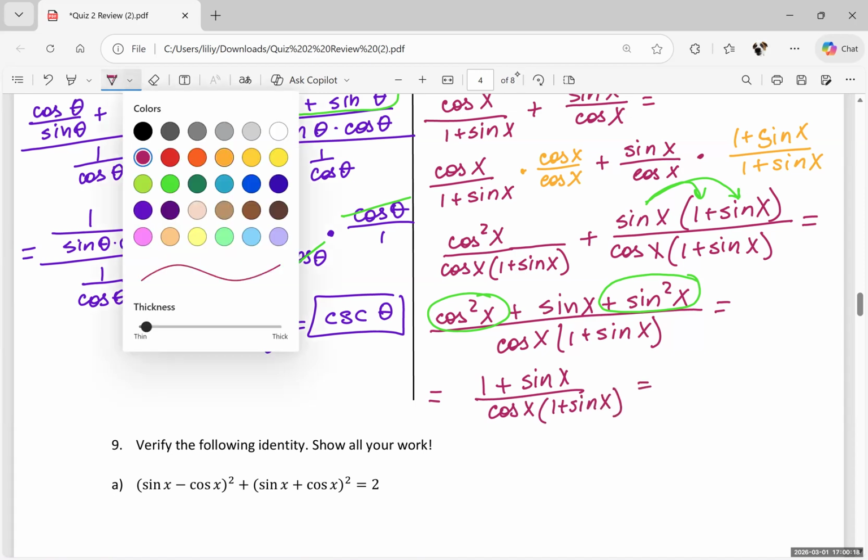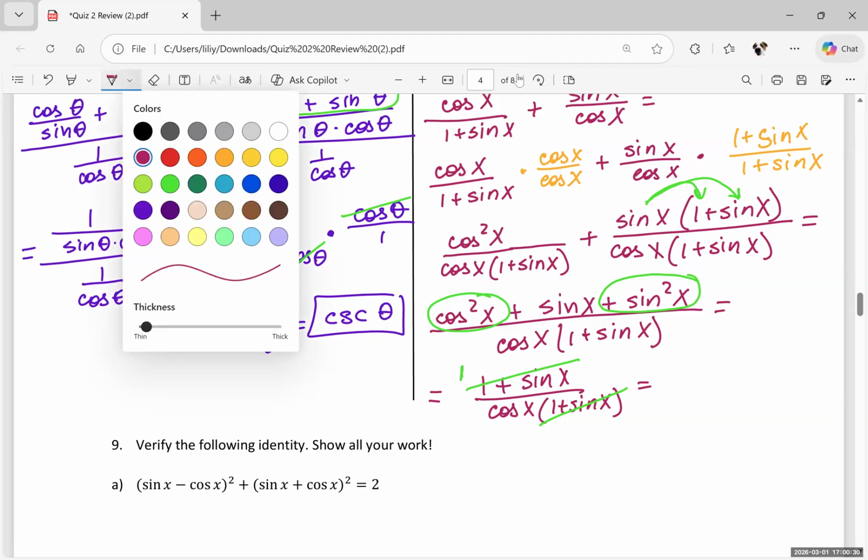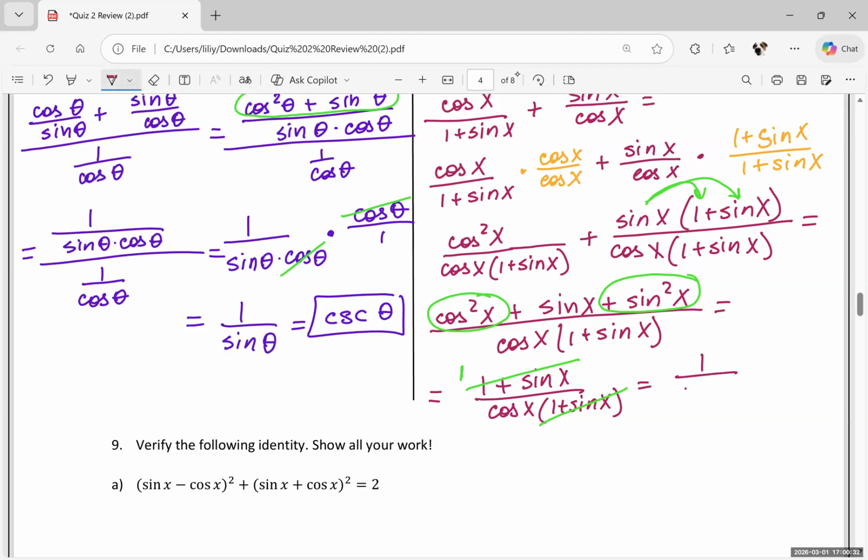equals, notice that 1 plus sine of x on the top and 1 plus sine of x on the bottom do cancel. Be careful though, this is a 1, not a 0. So this is 1 over cosine x, which is secant x.